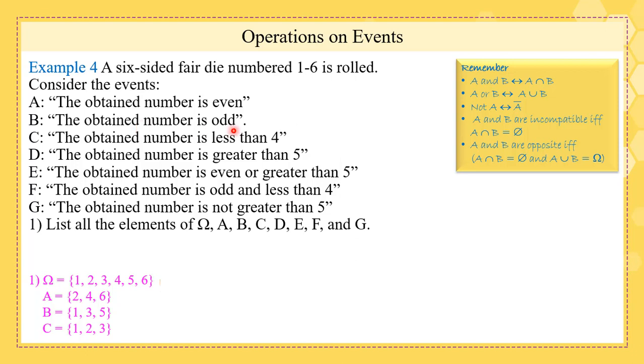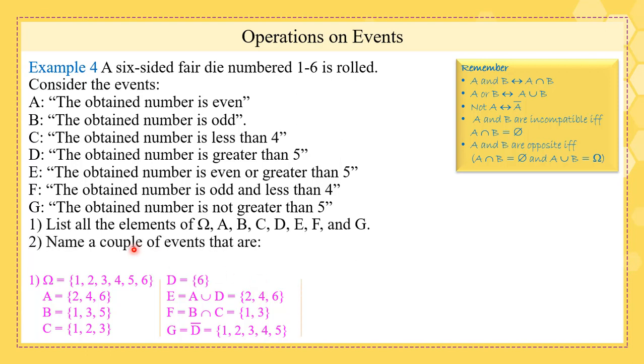C would be 1, 2, 3. This is D. And E, the obtained number is even or greater than 5, so or is represented by the union. That's it. And F, the obtained number is odd and less than 4. This means all odd numbers and the numbers that are less than 4, the intersection. And then G, the obtained number is not greater than 5, so this would be D bar, which is all numbers from 1 to 5.